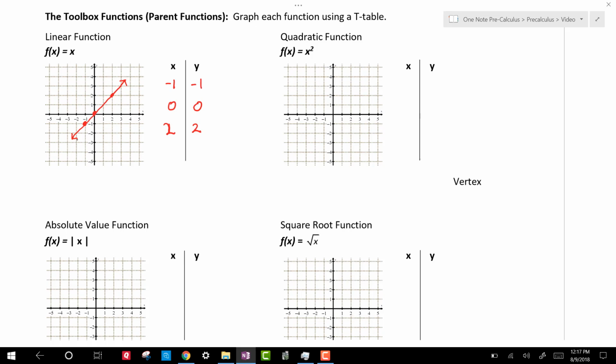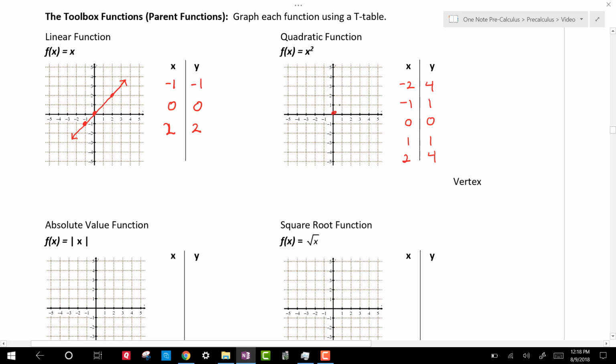Okay? So the parent function is basically the most simple form of the function, like the second one, f of x equals x squared. That's the parent function for quadratics. Okay? So I'm going to graph a couple points on this one, and again, hopefully you've got an idea of what the shape of a parabola is, but I'm going to start with -2. I'll do -1, 0, 1, and 2. So again, if we plug in -2, -2 times -2 is 4. -1 times -1 is 1. 0 times 0 is 0. 1 times 1 is 1. And 2 times 2 is 4.